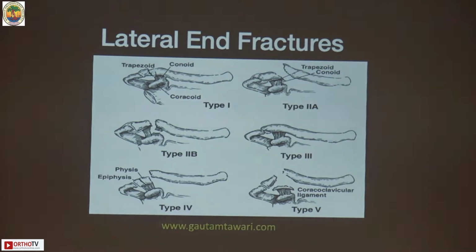So the reason why we talk about lateral ends and why we want to fix them or be aggressive about them is because the non-union rate is anywhere between 10 to 12% as compared to a mid-shaft where the non-union rate is about 1.5 to 2.5%. So we are really looking at 5 times more non-union rate.